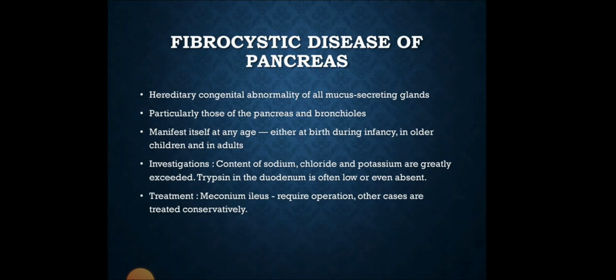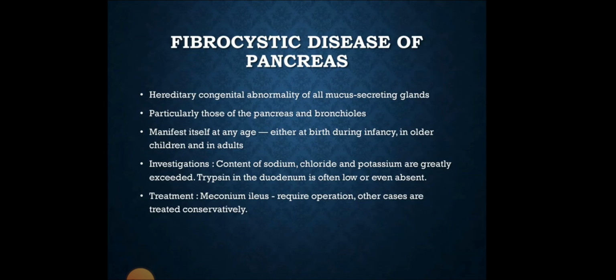And when we consider the special investigations, it is based on the chemical test of sweat. We have already said there will be excessive loss of salts through the sweat. And when the chemical test of sweat is done, in all patients suffering from this disease, there will be a greatly exceeded amount of sodium chloride and potassium. That is one thing. And another thing is trypsin in the duodenum will be low, or even absent. That is, there will be a deficiency of pancreatic enzymes. So these two are the investigations which can be suggested.